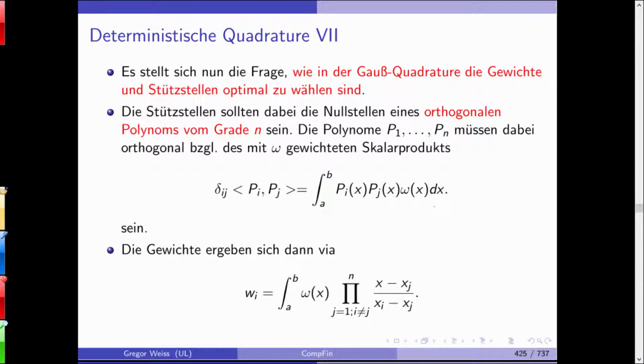You can prove this, you can show this in Gaussian quadrature, that you should choose the nodes and set them equal to the zeros of certain orthogonal polynomials. And what are orthogonal polynomials?